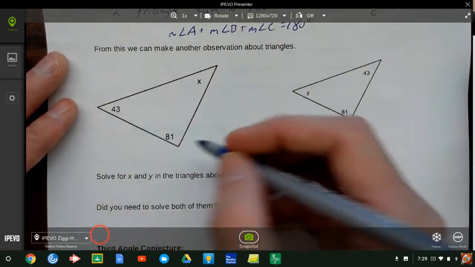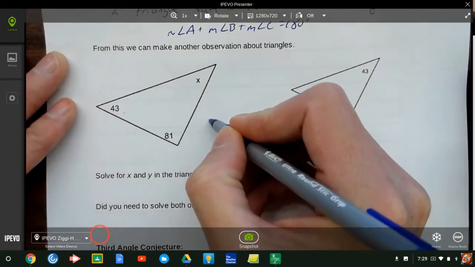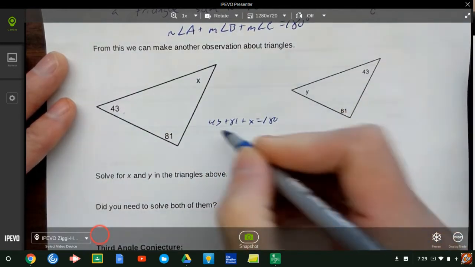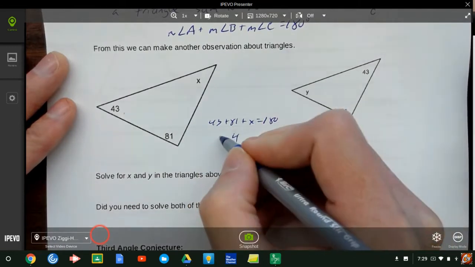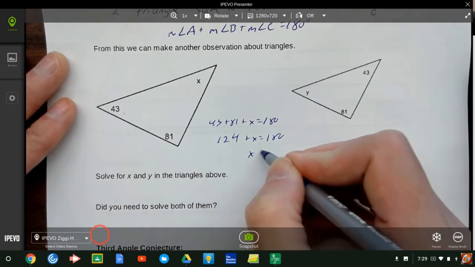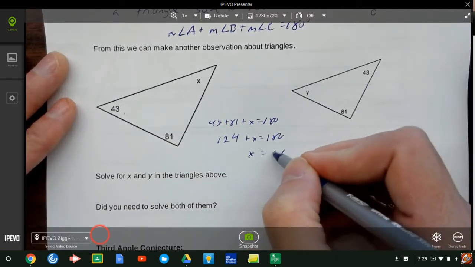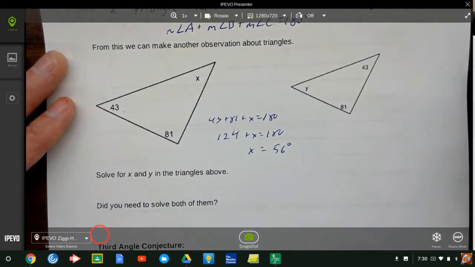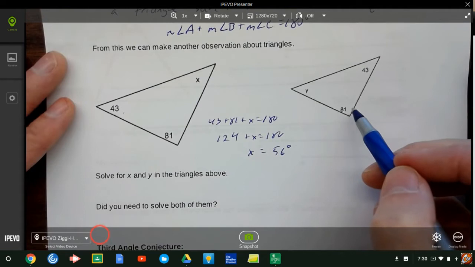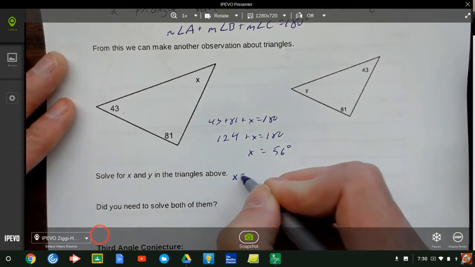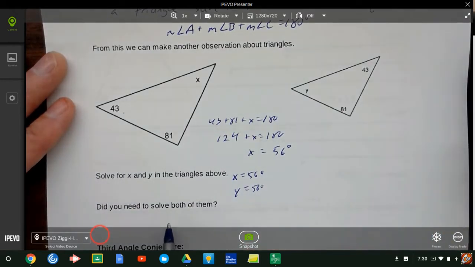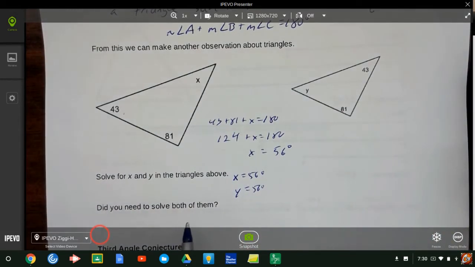All right, so if we take these two, 43 and 81, so 43 plus 81 plus X has to equal 180. Well, 43 and 81 will give me 124. So when I subtract that on both sides, I'm going to get 56 degrees. Double check my arithmetic, but I'm pretty sure that's right. And over here, same thing's going to happen. So X will equal 56 degrees and Y will equal 56 degrees. Now, I didn't solve for them both, but did you really need to?